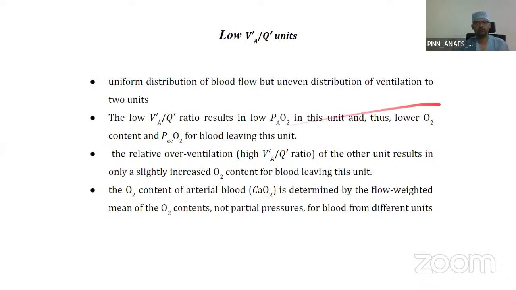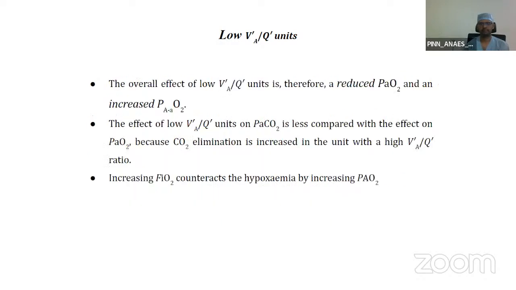So in case of low VQ units, there will be uniform distribution of blood flow but uneven distribution of ventilation. As a result, low VQ occurs, which decreases the alveolar PO2 and thus lowers oxygen content as well as the end capillary blood oxygen tension too. The relative overventilation or high VQ ratio of the other unit results in only a slightly increased oxygen content for blood leaving this unit. The oxygen content of arterial blood is determined by the flow weighted mean of the oxygen contents, not partial pressures, for blood from different units.